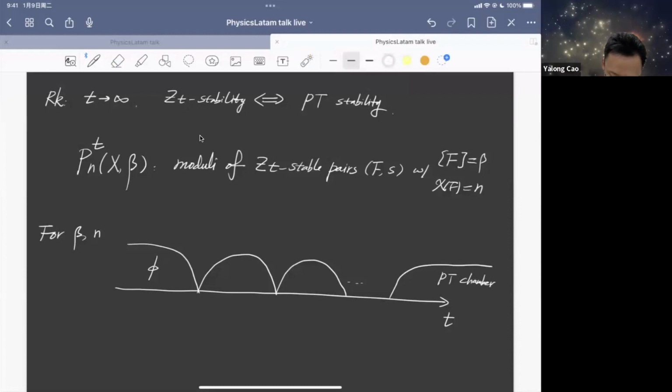As you can imagine, the left-hand side is empty, so it's pretty well understood. Everything is zero. Through such wall crossing, you can get more and more complicated spaces until we reach the PT chambers. The naive idea is that the first non-trivial chamber should be easier to understand. And then in the end, if you understand everything here, through wall crossing you can get to here.